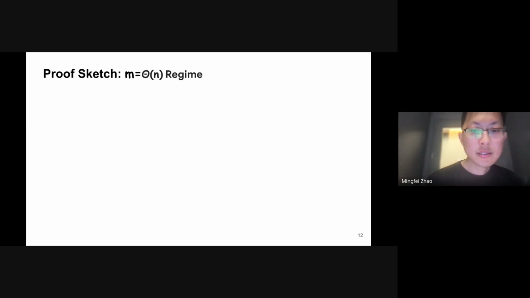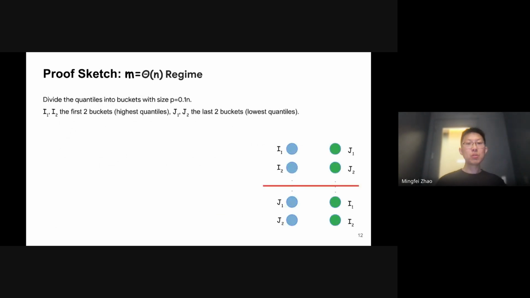So let's try to explain how we construct these events. We'll first consider the case where the number of buyers is close to the number of sellers, which we call the M equals theta n regime. To define these events, we will first divide the quantiles into buckets of size 0.1 times n. Then we define I1 and I2 to be the first 2 buckets with the highest quantile, and J1 and J2 to be the last 2 buckets with the lowest quantile.